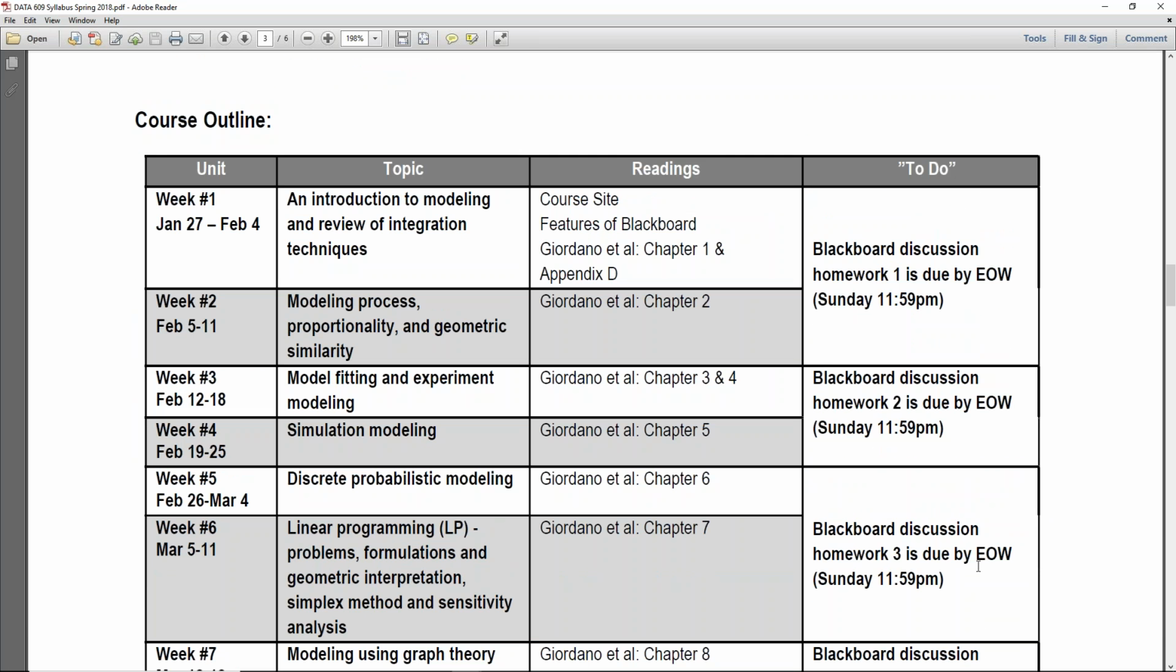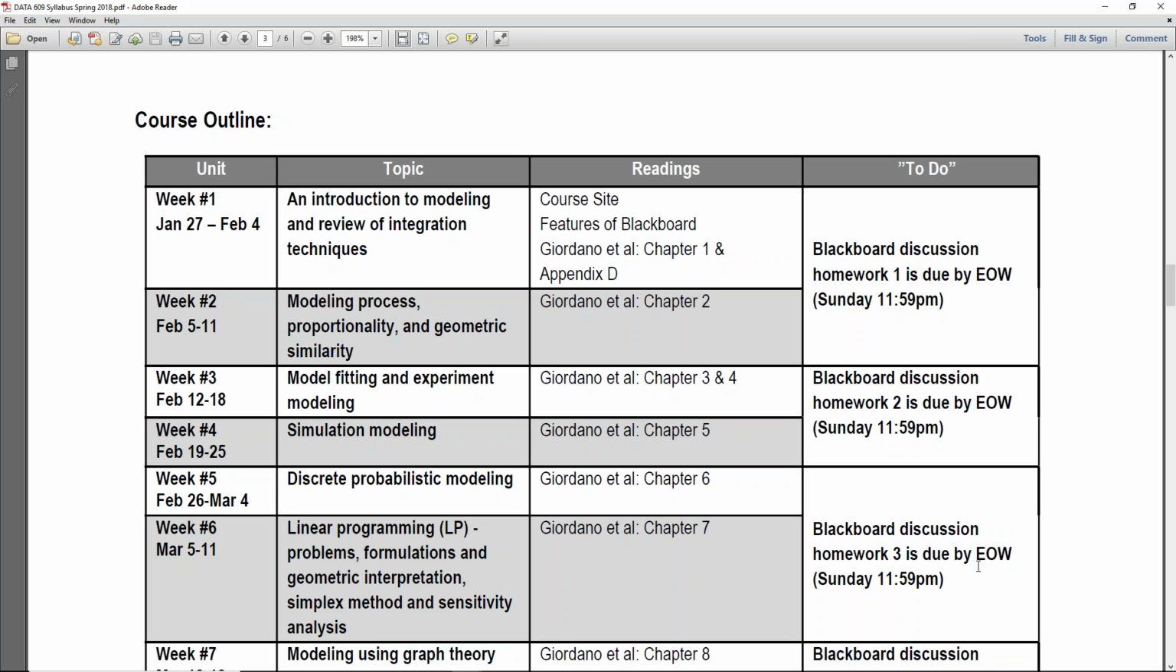And then here is the outline. I want to give you a high-level introduction on this outline. For week 1, for example, the way that I lay it out, this week is January 27th to February 4th. That's week 1.